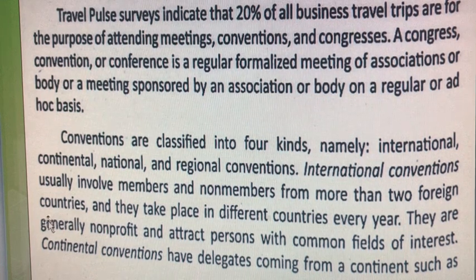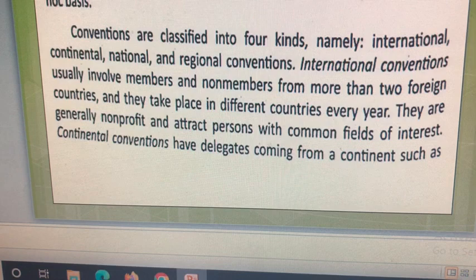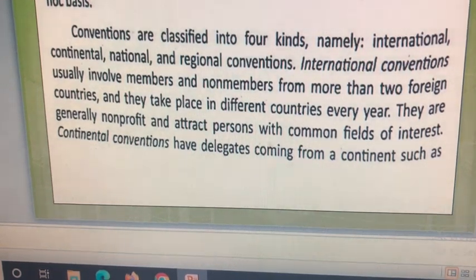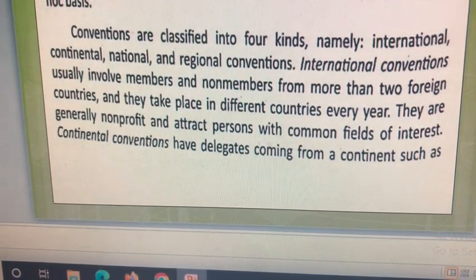Kaya nga international. Okay, class, since nakatigil yung video kanina, we'll continue our discussion with conventions. Okay, conventions are classified into 4 kinds. Meron tayong international, continental, national, and regional. So, from the word international, ito yung international conventions where members of the conventions come from foreign countries. Okay, and they take place in different countries every year. So, these are generally non-profit and attract persons with common fields of interest.